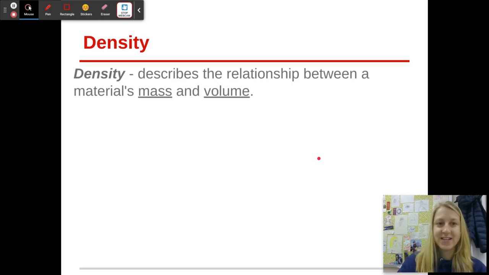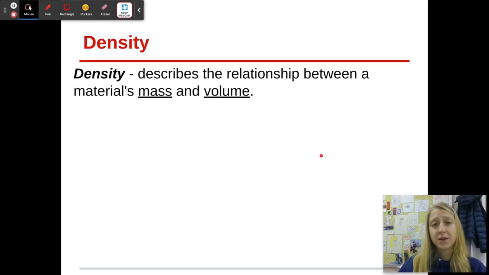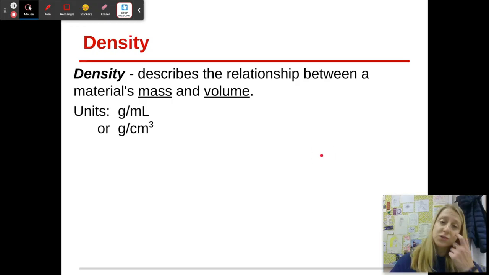Finally, density. What is density? It describes the relationship between a material's mass and its volume. The units we'll use are grams per milliliter or grams per cubic centimeter. It just depends on which volume unit we use in our calculation.